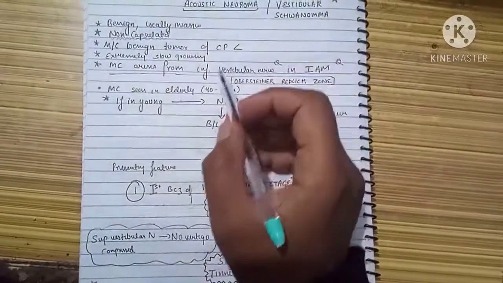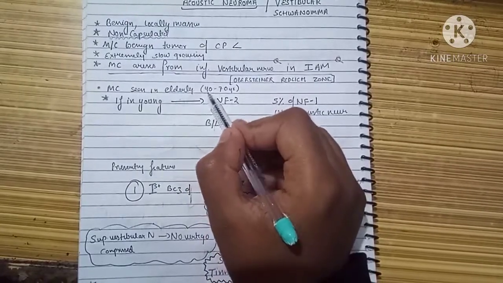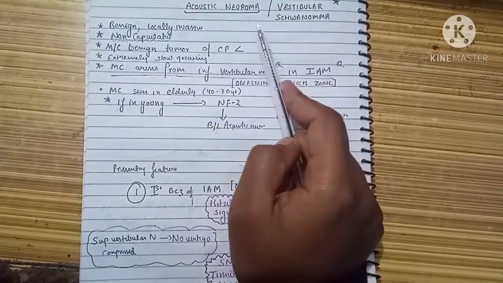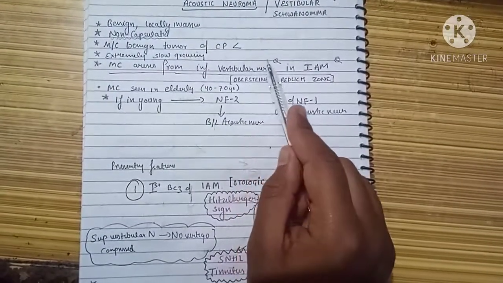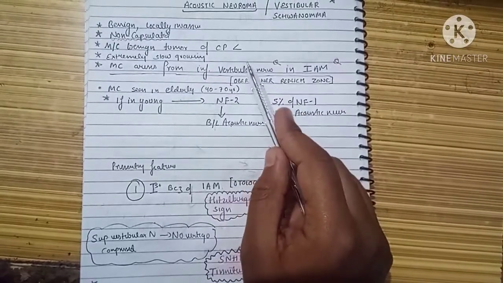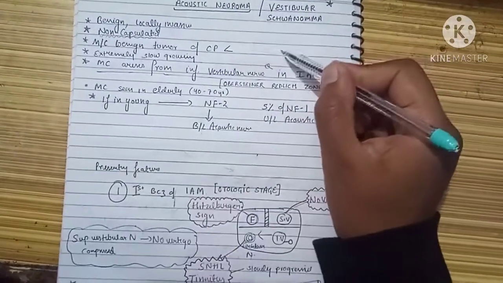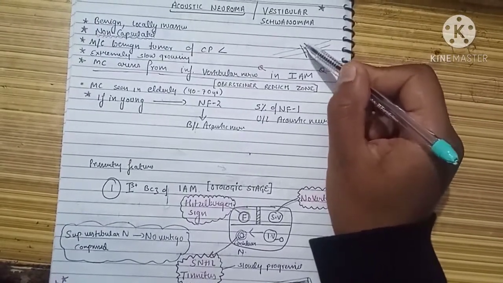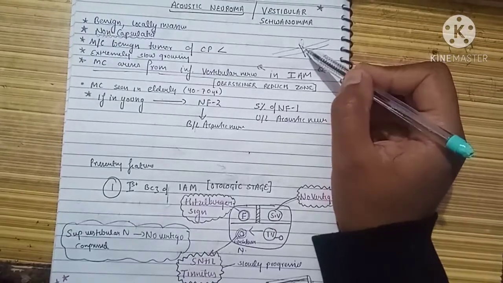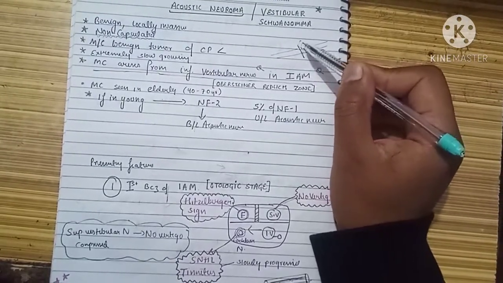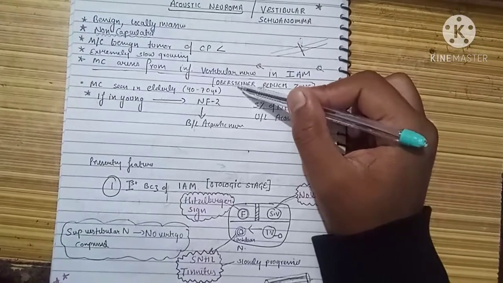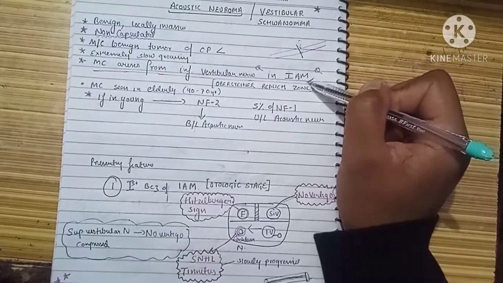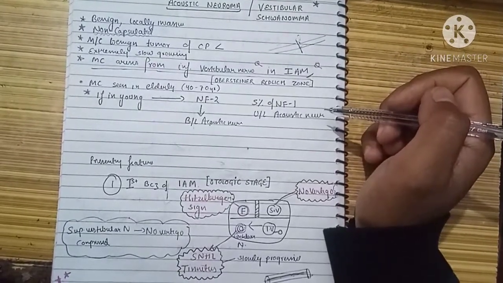It is most commonly seen in elderly people, around 40 to 70 years of age. And the most common site of origin of acoustic neuroma is the inferior vestibular nerve. The site from where this originates is the junction of the peripheral myelin and the central myelin, known as the Obersteiner-Redlich zone, which is located while it is traversing through the internal acoustic meatus.